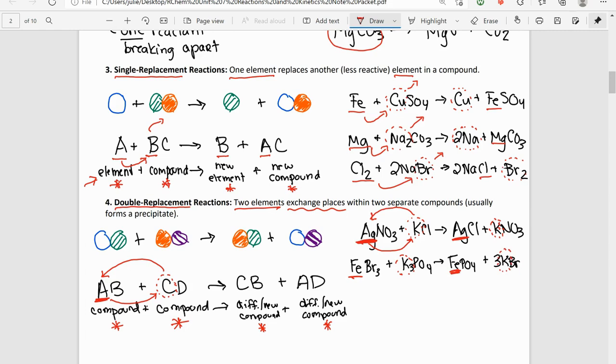So you're going to want to have some examples and start to figure out the difference between synthesis, decomposition, single replacement, and double replacement reactions so that you can start to identify them yourself.